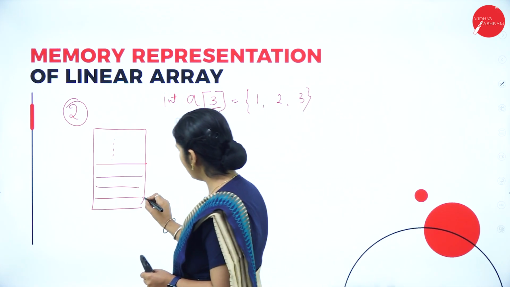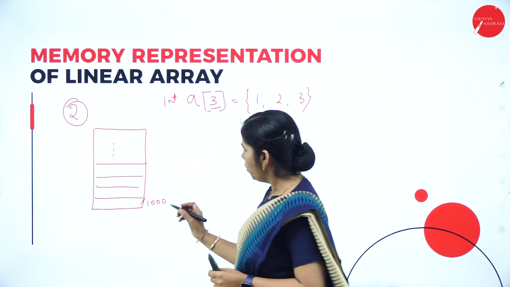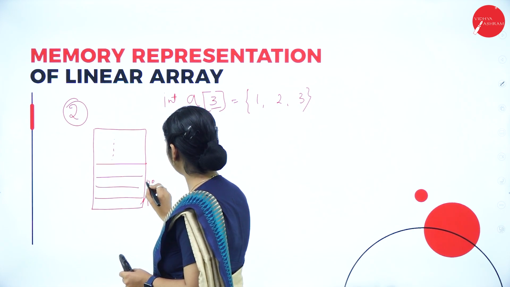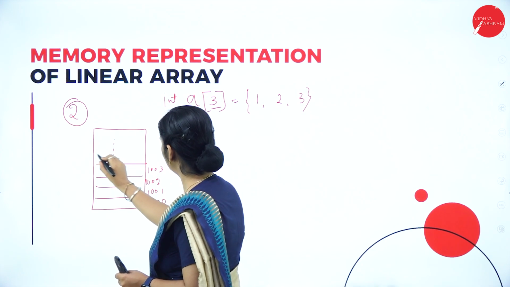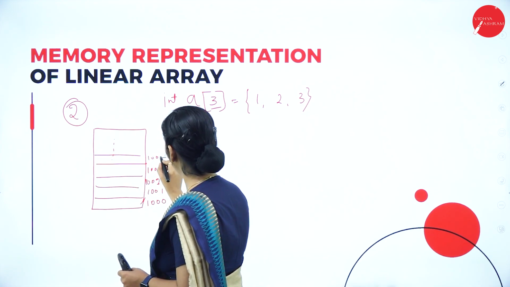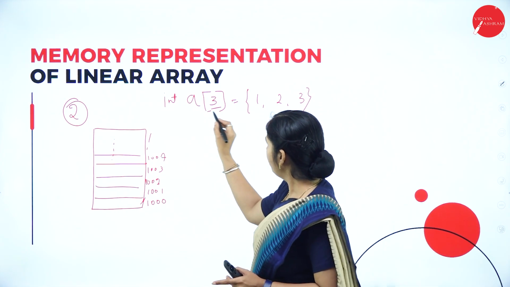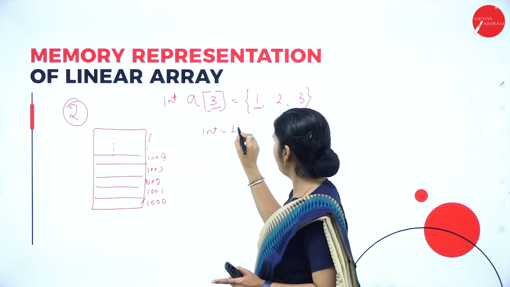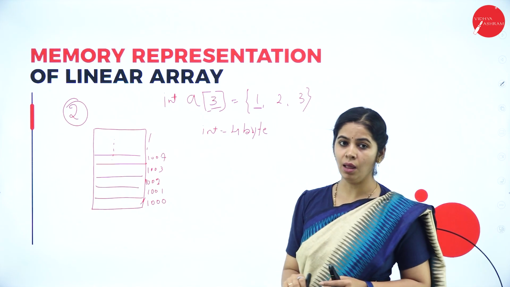We can represent it, considering the initial value of the memory location is 1000. We can represent the memory as 1001, 1002, 1003, so on up to 1004, so on up to many numbers. So when we are dealing with an integer value, it will have 4 bytes to represent in the memory.